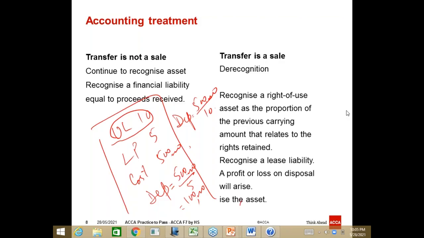If there's an option to transfer and it is probable that the company will exercise the option, then you need to take the useful life.